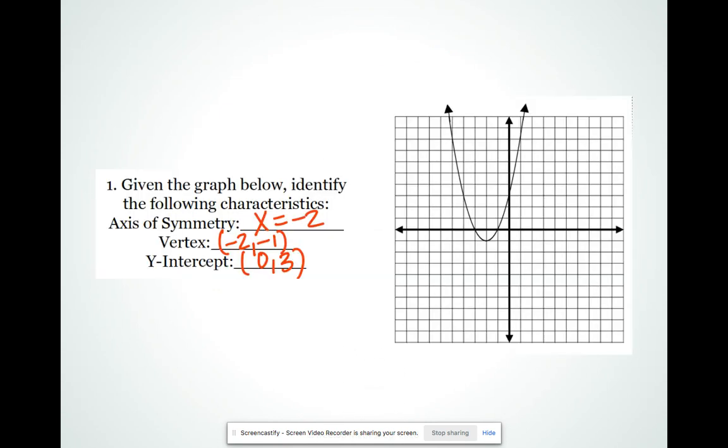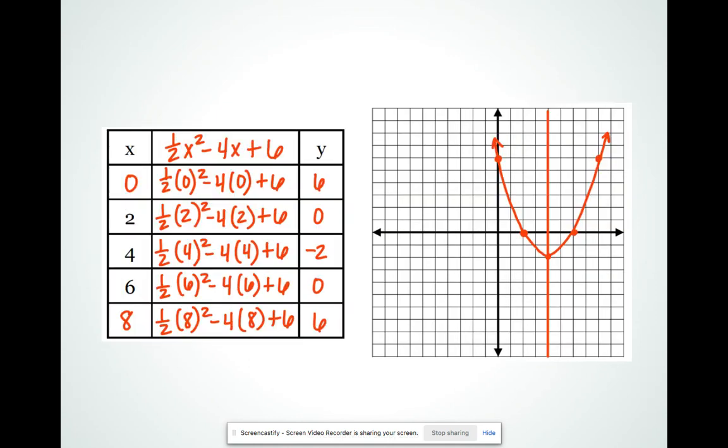So let's go through this. You can go through the steps given the graph below, identify the following characteristics. Axis of symmetry is going to be x equals -2. Vertex is going to be -2, -1. And then your y-intercept is 0, 3. And so we can go through these steps, right, and do the exact same thing.